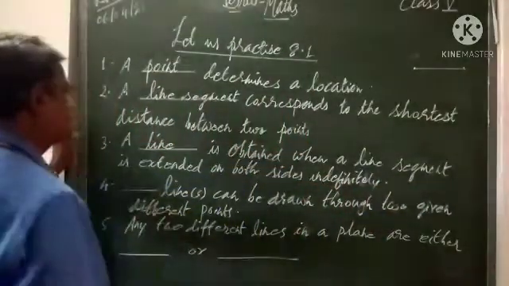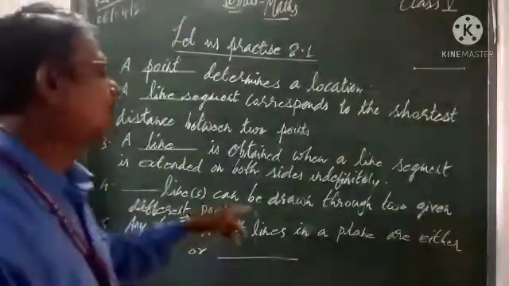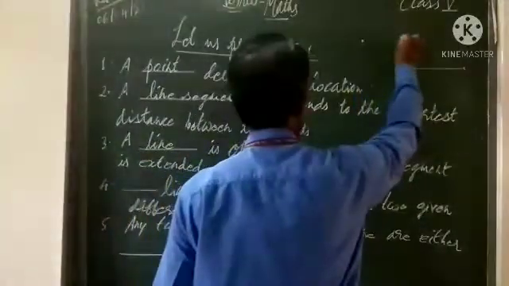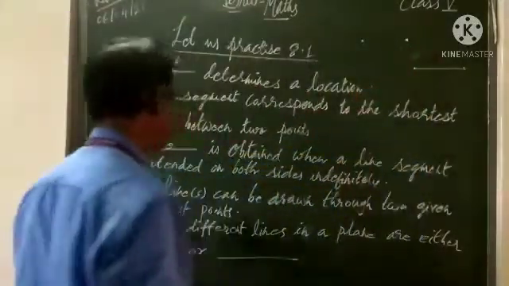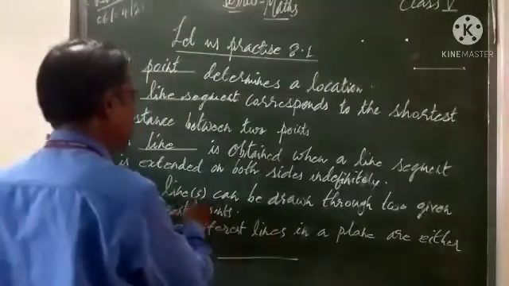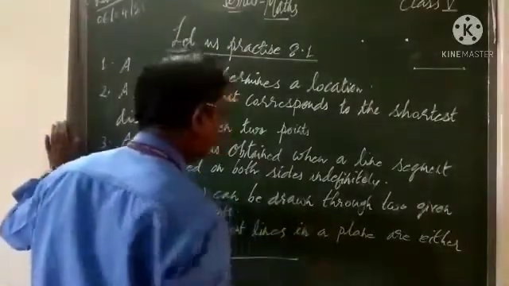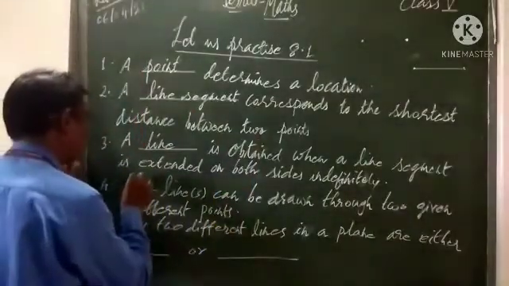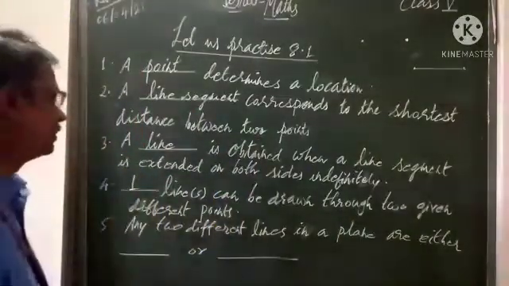Okay, now next. A dash line or lines can be drawn through 2 given different points. If 2 different points are given, then how many lines can be drawn through those 2 given points? Only one. Only one line can be drawn through 2 given different points.